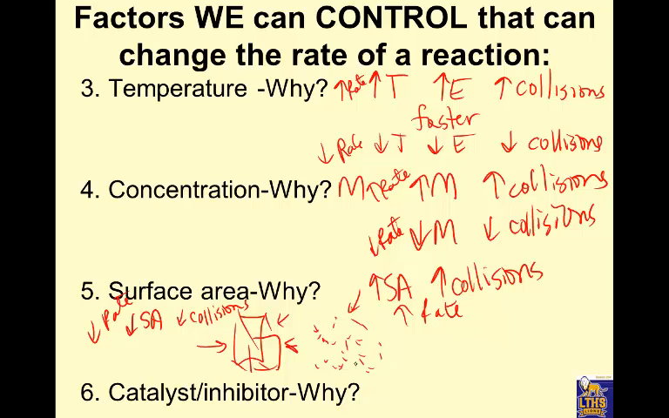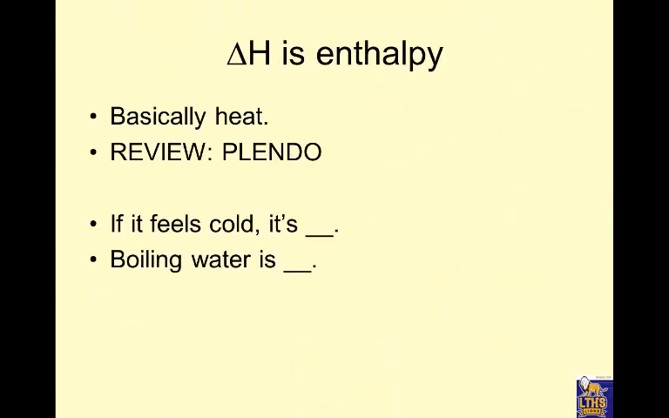Catalysts and inhibitors change the rate of a reaction, and we'll talk about that later, but keep posted. So one thing that we use to help us describe chemical reactions is the heat.